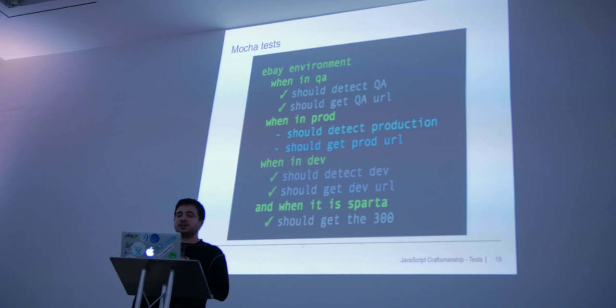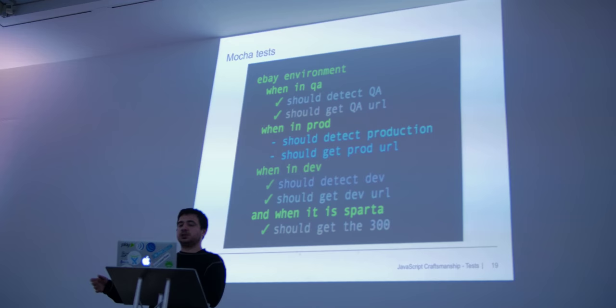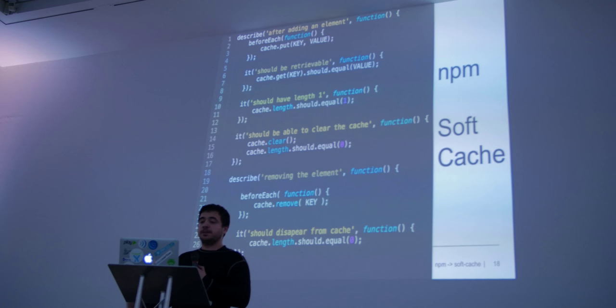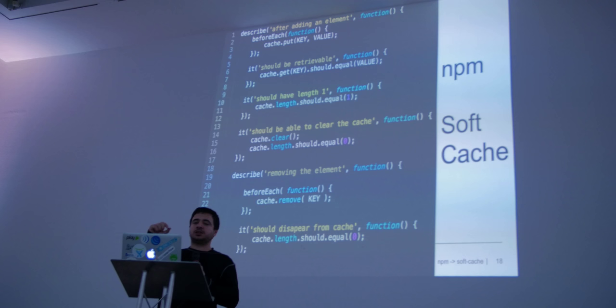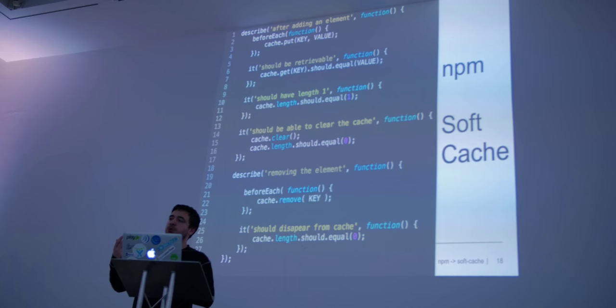When in the eBay environment, when in QA, it should detect QA and get the QA URL; when in prod, it should get everything. And there is another really interesting part of this, just moving back. Having only one test, and just one line of code within your it statement, the place where you're doing your assertion, means that if something breaks, it's really, really easy to find it.